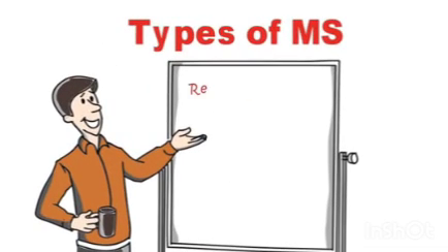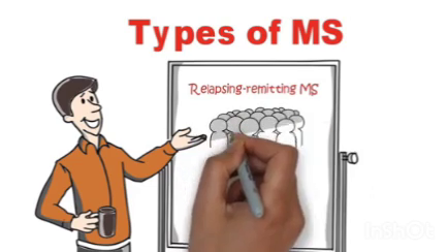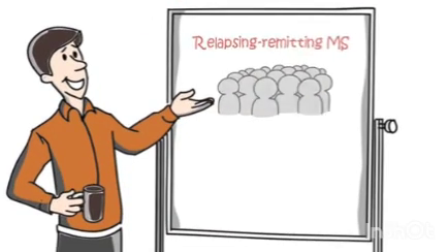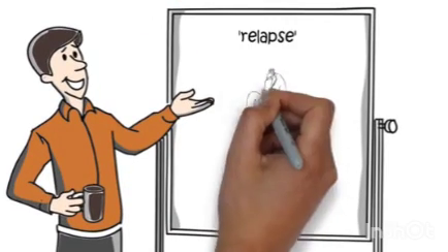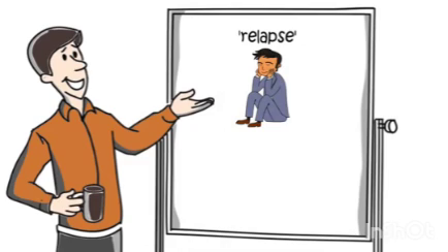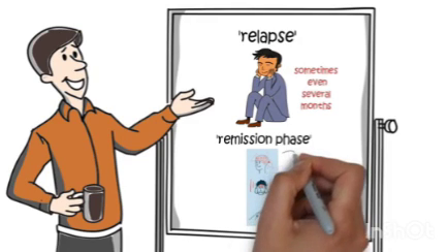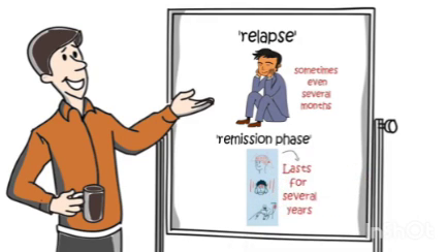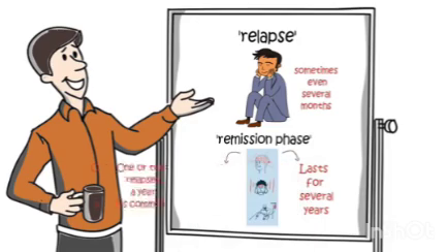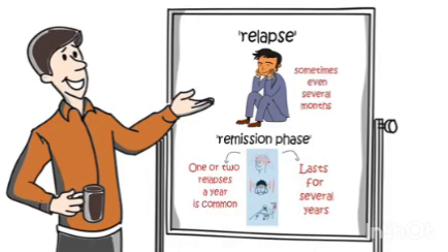Types of MS. The most common type of MS is relapsing remitting MS. Nearly 9 in 10 people have this form of the disease. A relapse means that symptoms develop and may last for days to weeks and sometimes even several months. After this you enter the remission phase where the symptoms ease or resolve. This relapsing remitting MS pattern usually lasts for several years, and having 1 or 2 relapses a year is common.